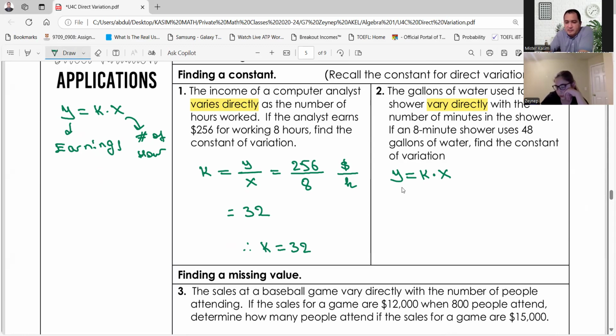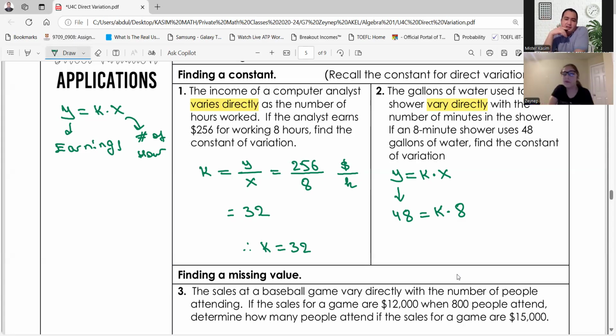What does y represent here? The gallons of water, right? So y equals k times x, and x represents time. If you ask Mr. Qasim, how about if I want to use y for the number of minutes and x for the number of gallons? Yes, it's also okay, but at that time it doesn't make sense.